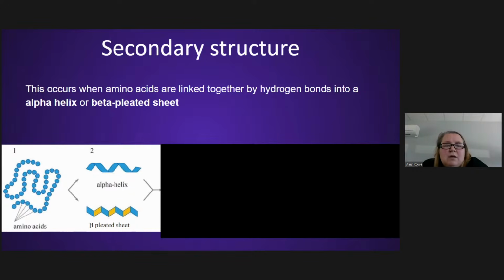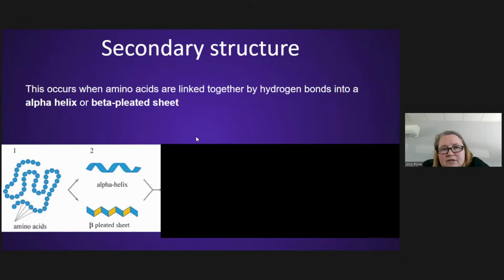The two main types or shapes that we talk about are an alpha helix, as we see here. It's like a spiral. Or a beta pleated sheet, which is like this one here. If you were to take a piece of paper and fold it backwards and forwards a number of times, it would look like that. And that's the sort of shape that some areas of our amino acid sequence may take.